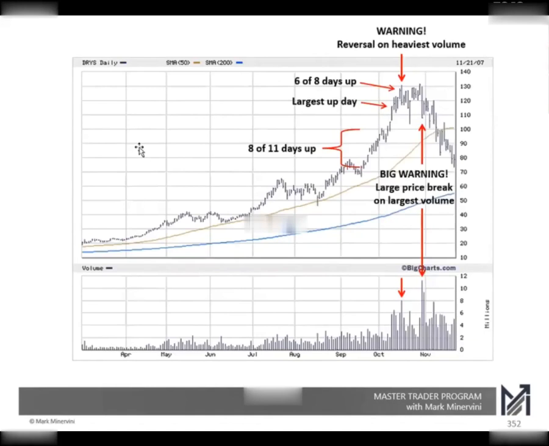Now you actually get this, it morphs into the even worse sell signal, and that is you get the largest break on the largest volume. And that really puts the kibosh on it completely. So this really has most of the things that you would look for all in one chart.